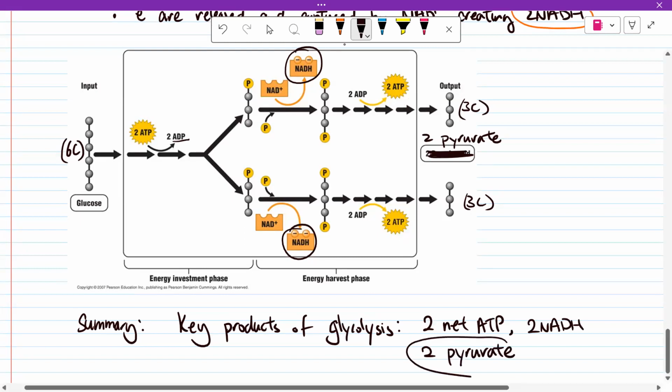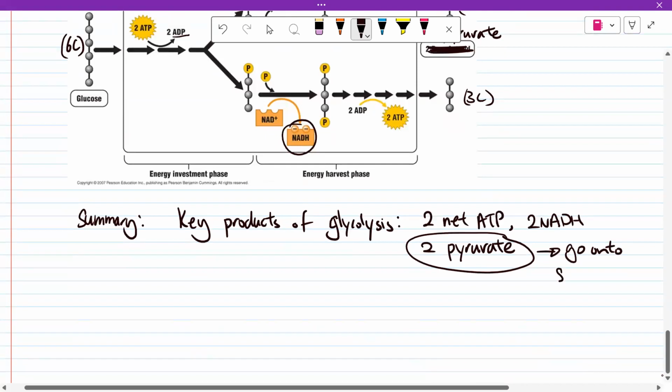Right. So these 2 things are gonna go on to stage 2. Okay. So right now we only make 2 net ATP. How many are we supposed to make? Anybody remember the number I wrote at the beginning of the equation? 36. 36 is correct. Okay, so far we've only made 2. 34 more to go. Okay.